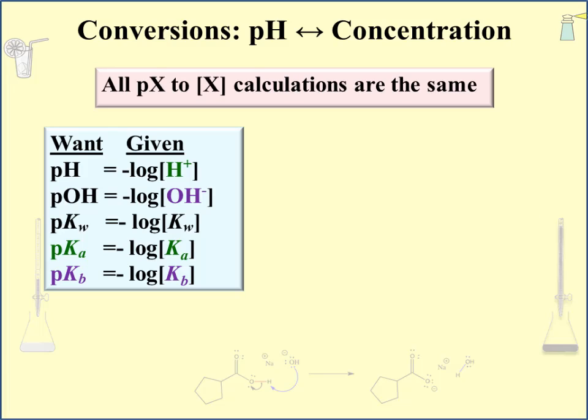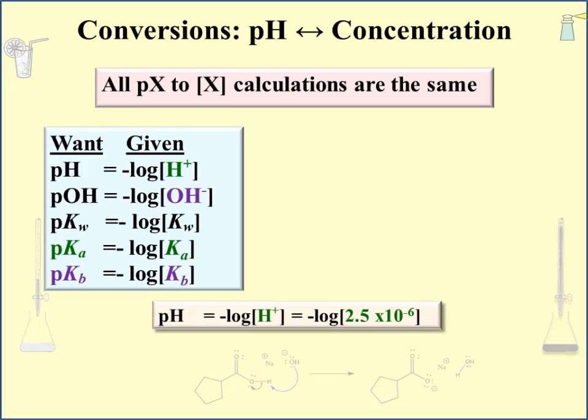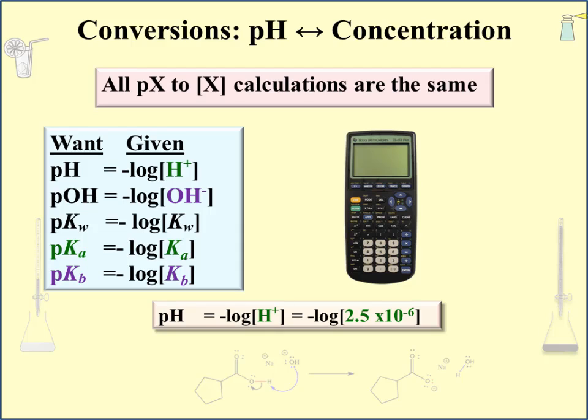First, to getting the power values from concentrations or constant values. For example, what is the pH of a hydrogen ion concentration of 2.5 times 10 to the negative 6? This calculation is a negative log of the concentration. Many students bring a hand calculator to chemistry class. Pictured here is a TI-83.